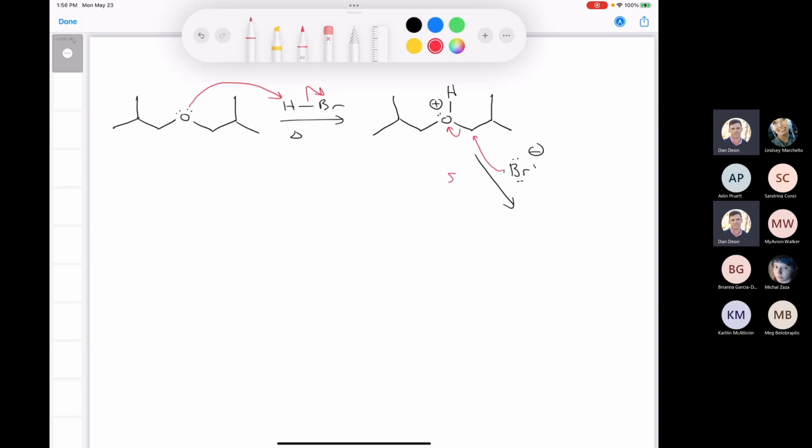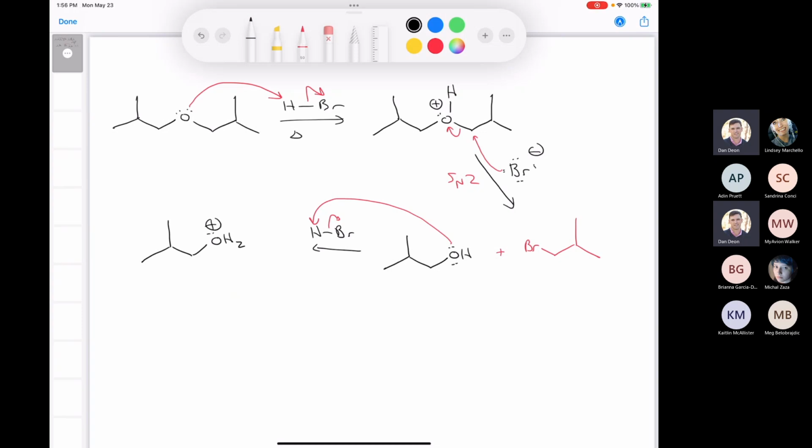We do an SN2 reaction, and we end up with our first molecule of isobutyl bromide, plus we're also going to end up with isobutyl alcohol. Now that's going to react with a second molecule of HBr. Remember, we have excess, and so the alcohol is going to undergo a proton transfer. With the HBr, we convert the alcohol hydroxyl group into a good leaving group.